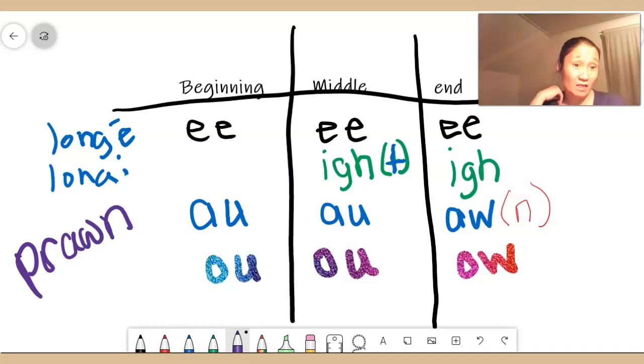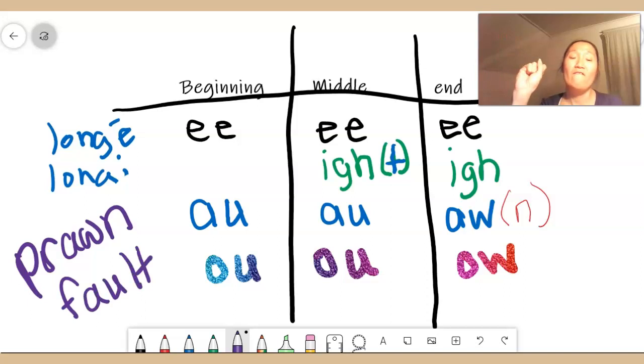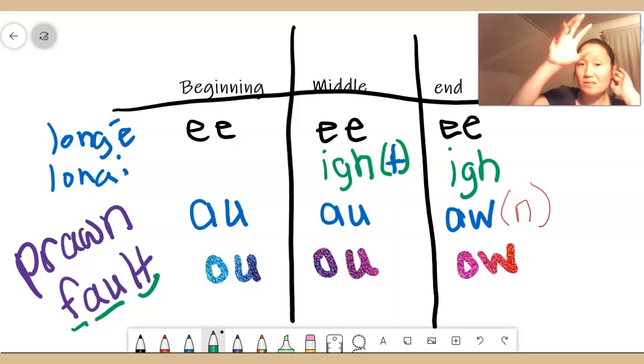AU in the middle. If you have AU in the middle, fault. You have alt. You have 4 sounds there. LT is kind of a glued sound. They're together. So that's a glued sound. Okay? So there's 3 sounds. The aw sound is in the middle.